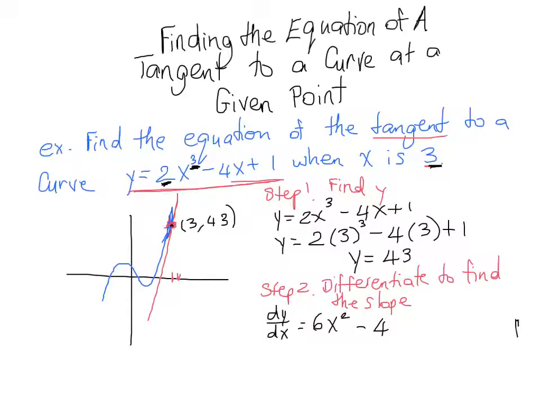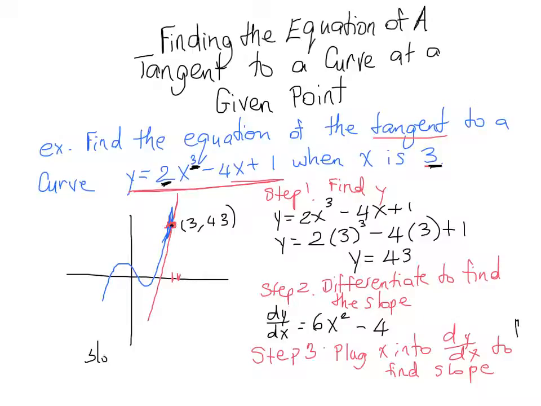Now our third step is to use that to find the slope. So we have to plug in x into the derivative to find the slope, or gradient, whichever one you prefer to call it. Okay, so let's do that. Slope is 6x squared minus 4, so slope is 6 times x, which is 3, still 3, squared, minus 4, and that gives us 50.